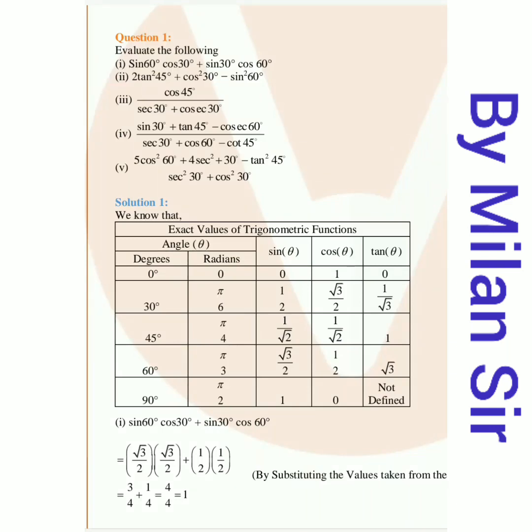Hi friends, today I will explain you exercise number 8.2. So let's start it. Question number 1. Evaluate the following. Total 5 internal questions are there. First question is sin 60 into cos 30 plus sin 30 into cos 60.